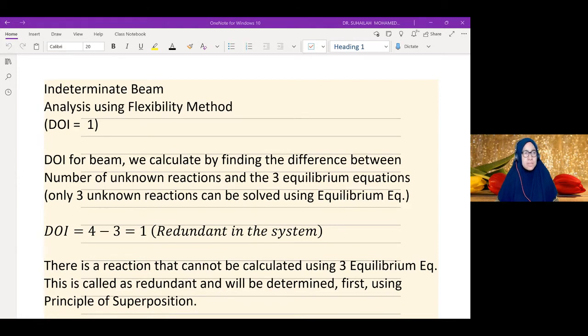So, in this session, I would like to cover two topics. One is the flexibility method, and another one is the moment distribution method, as preparation for the 30% test on this Friday.